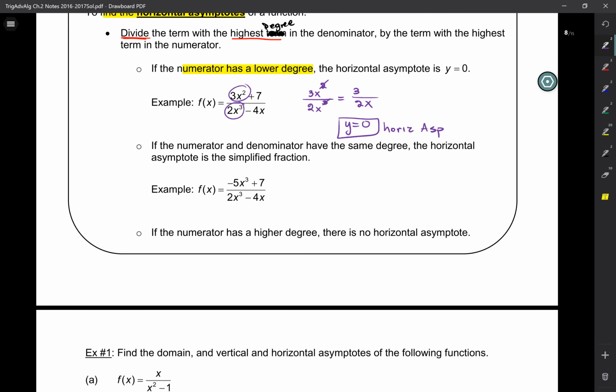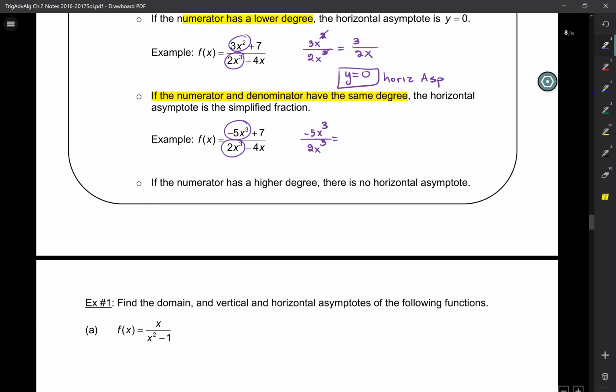Okay, now, what if the numerator and the denominator have the same degree? All right, like this one. So in the numerator, what's the term with the highest exponent? -5x cubed. And on the bottom, 2x cubed. What cancels here? All the x's, right? X cubed. So what am I left with? -5 over 2. So the horizontal asymptote is y equals -5 over 2.